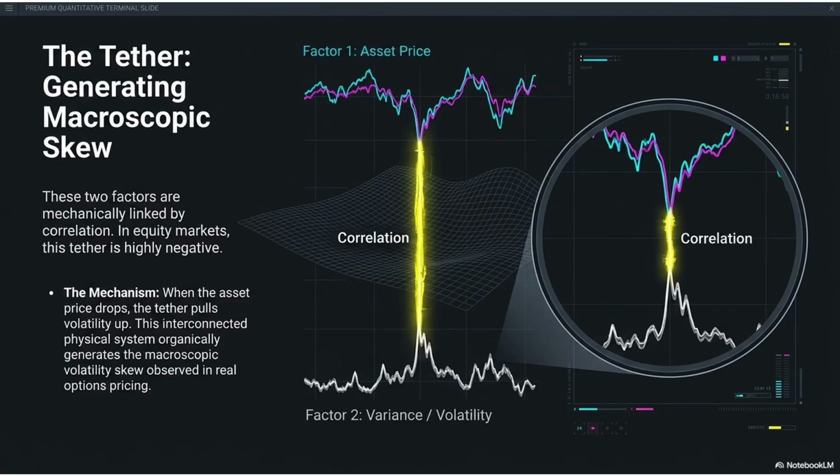These two engines do not operate in isolation. They form a tether that generates a macroscopic skew. The two factors are mechanically linked by correlation, and in the equity markets, this correlation is highly negative. The mechanism is straightforward. When the asset price drops, the volatility goes up. This interconnected physical system organically generates the macroscopic volatility skew observed in real options pricing.